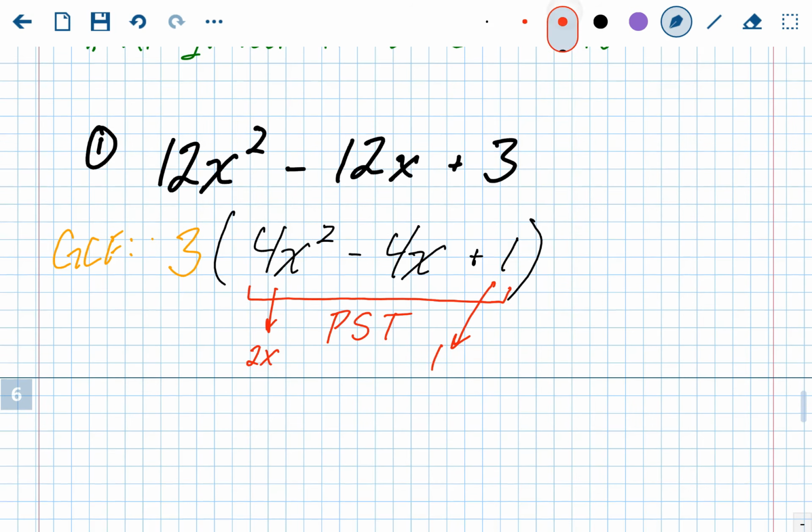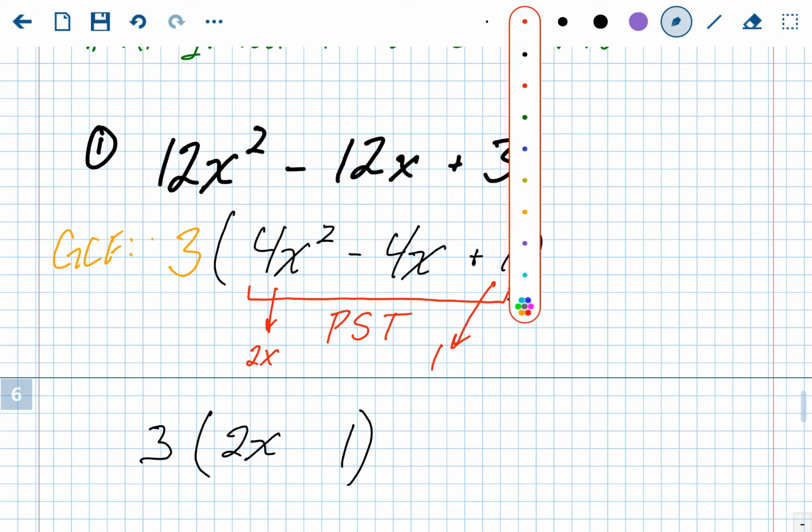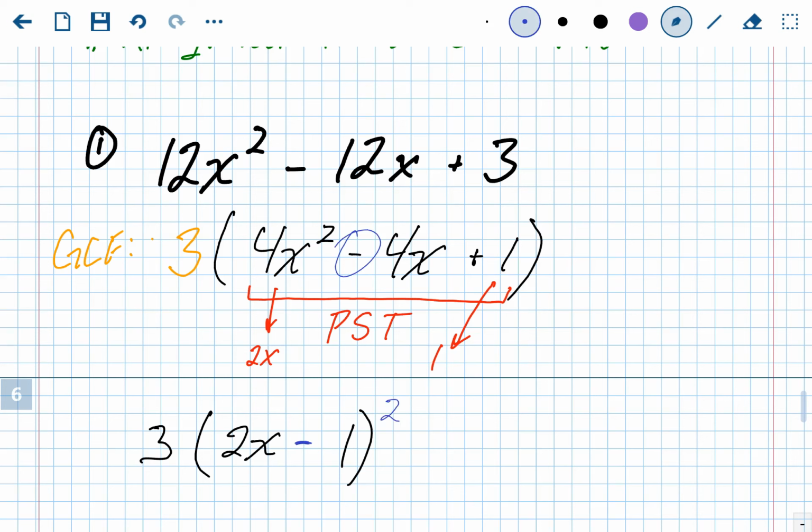So my fully factored form is going to have the GCF out front, and then the perfect square trinomial factor next. So it's going to be 2x from the first term, the 1 from the last term, the sign from the middle, and then don't forget to square that whole thing.